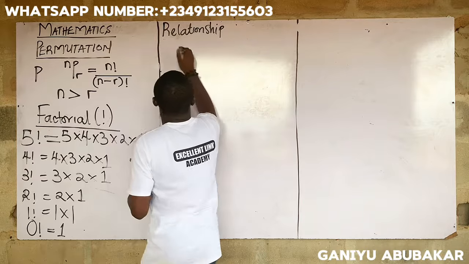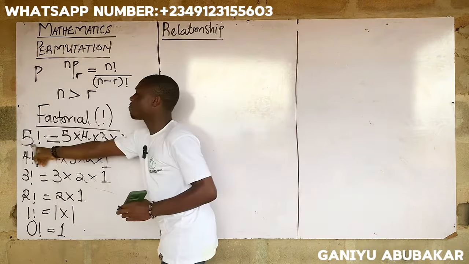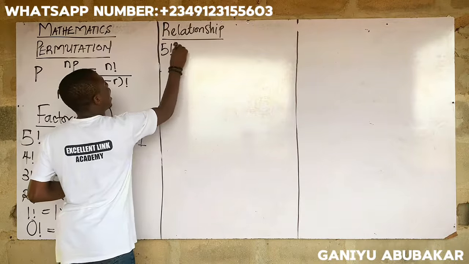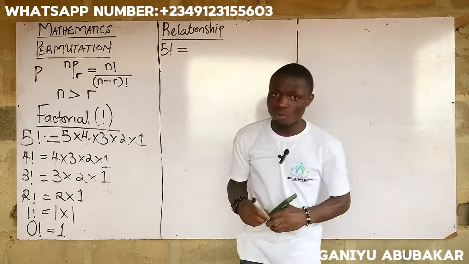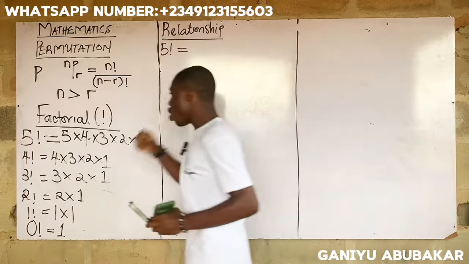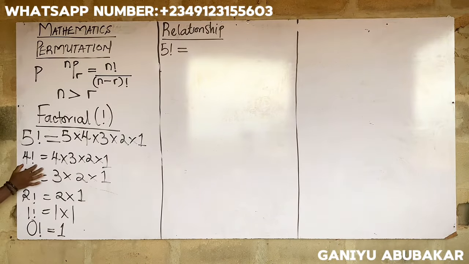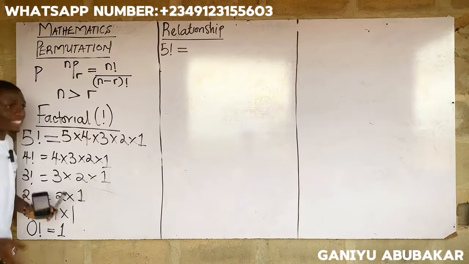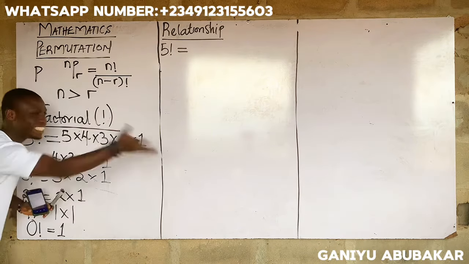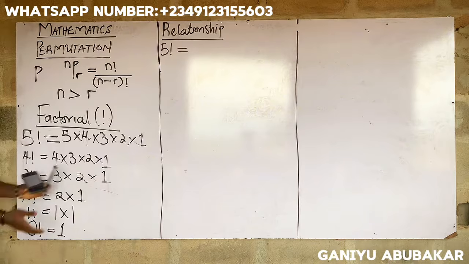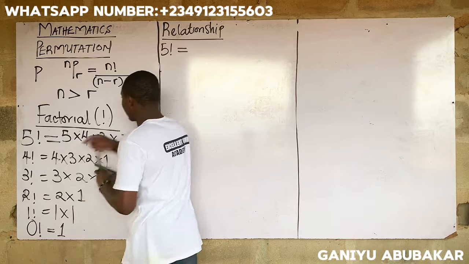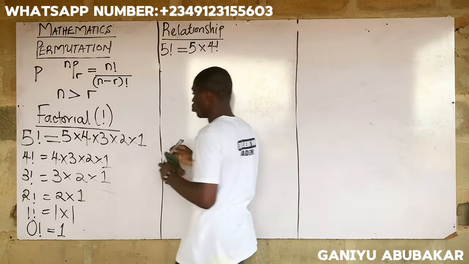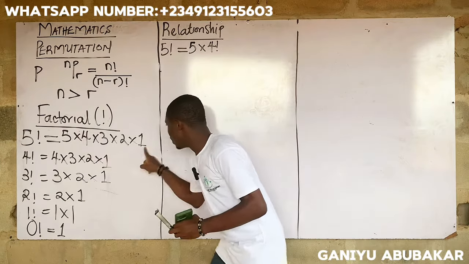Note this relationship. Look at 5 factorial. Observe that 4 factorial contains 4, 3, 2, 1, and yet 4, 3, 2, 1 exists in 5 factorial. So I can see that 5 factorial is equal to 5 times what? 4 factorial. True.